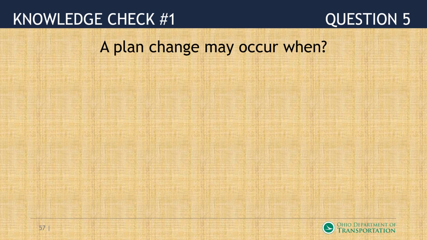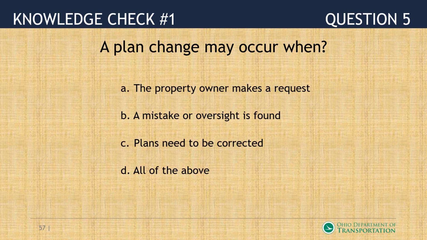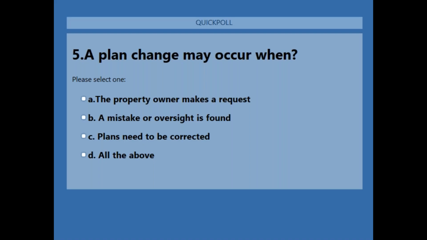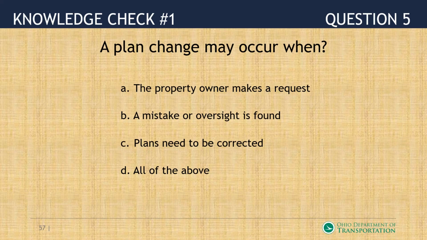All right, the next one. A plan change may occur when the property owner makes a request, a mistake or oversight is found, plans need to be corrected, or D, all of the above. They're voting quickly on this one too. We're there already. Very good. They're getting good at this voting.